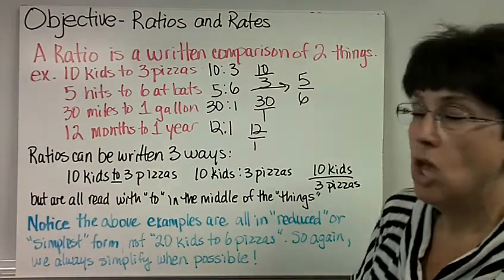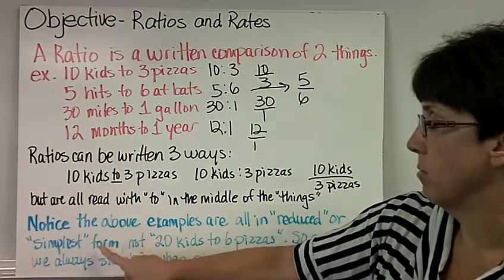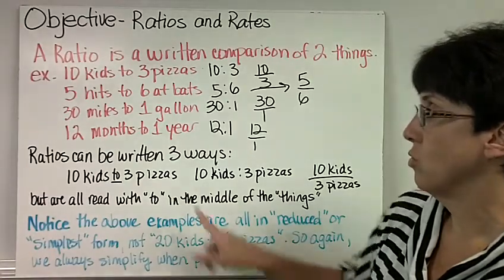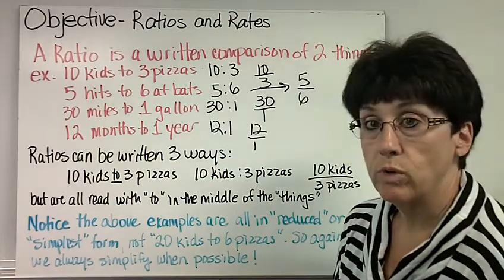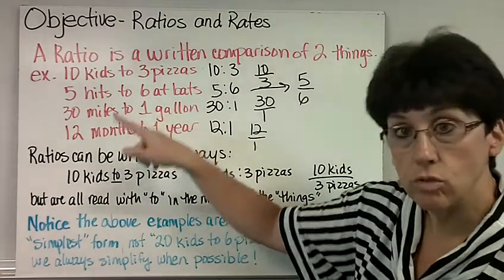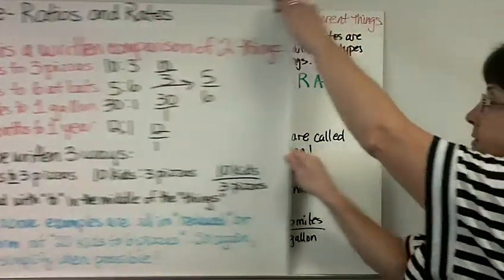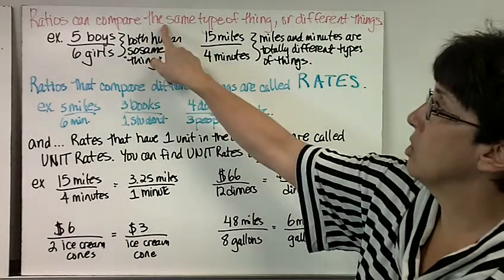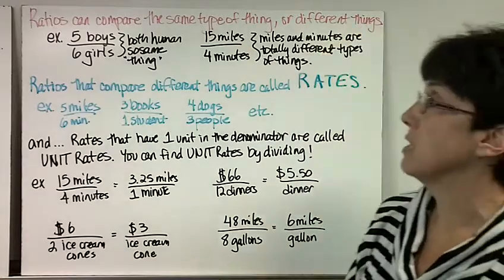Okay. Notice that all of the above examples are in the reduced or simplest form. So I didn't have 20 kids to 6 pizzas. I cut that in half, so it would be 10 kids to 3 pizzas. So once again, we are always simplifying when possible. Like I could have 60 miles to 2 gallons. Well, I could reduce that. So we always try to reduce our ratios, like we reduce everything.